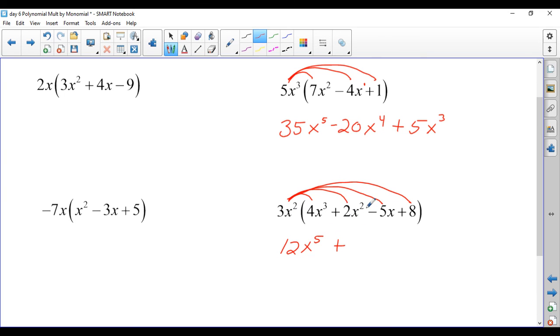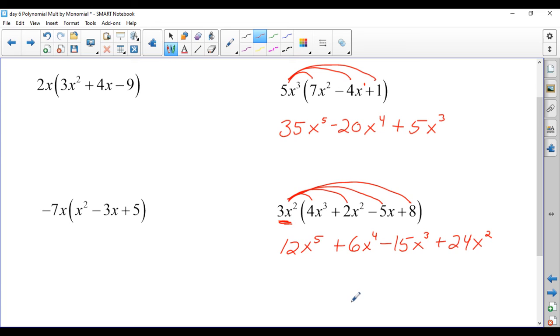3x squared times 2x squared. 3 times 2 is 6. X squared times x squared. 2 plus 2 is x to the 4th. 3x squared times minus 5x. Positive times negative is negative 15. X squared times x to the 1st is x to the 3rd. 3x squared times 8. 3 times 8 is 24, x squared. Don't leave off the x squared on that last term. You need to multiply the 3x squared all the way through.